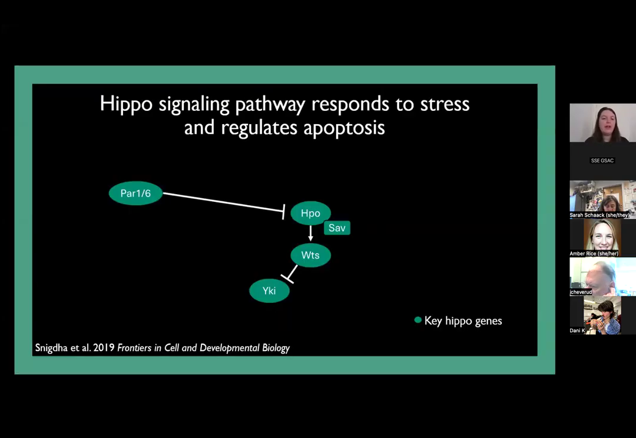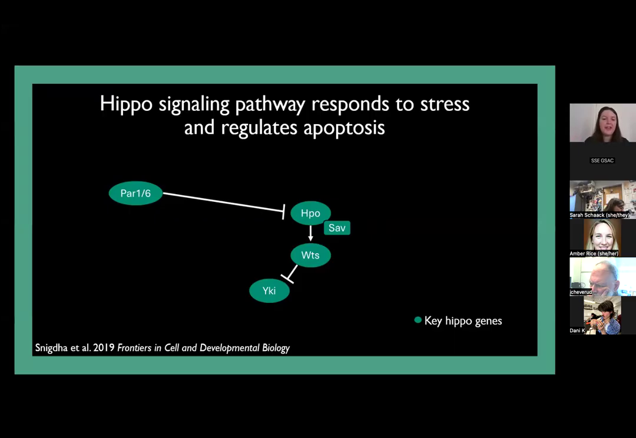We also found evidence for cellular stress pathways, in particular the Hippo signaling pathway, which is known to respond to different environmental stresses and regulate apoptosis in insects in general, not just European corn borer moths. So on your screen, you have key Hippo genes.